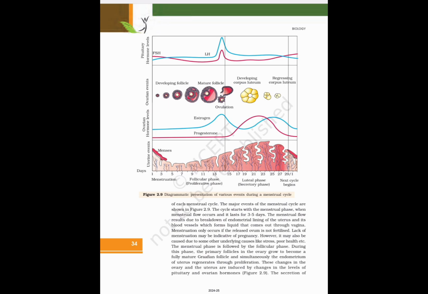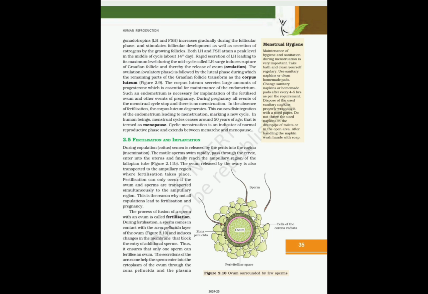The menstrual phase is followed by the follicular phase. During this phase, the primary follicles in the ovary grow to become a fully mature Graafian follicle, and simultaneously the endometrium of the uterus regenerates through proliferation. These changes in the ovary and the uterus are induced by changes in the levels of pituitary and ovarian hormones. The secretion of gonadotrophins, LH and FSH, increases gradually during the follicular phase and stimulates follicular development as well as secretion of estrogens by the growing follicles. Both LH and FSH attain a peak level in the middle of the cycle, about the 14th day.